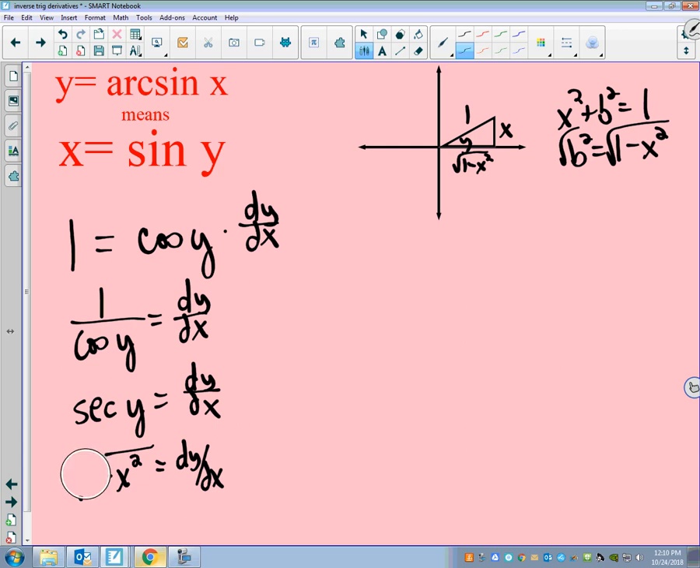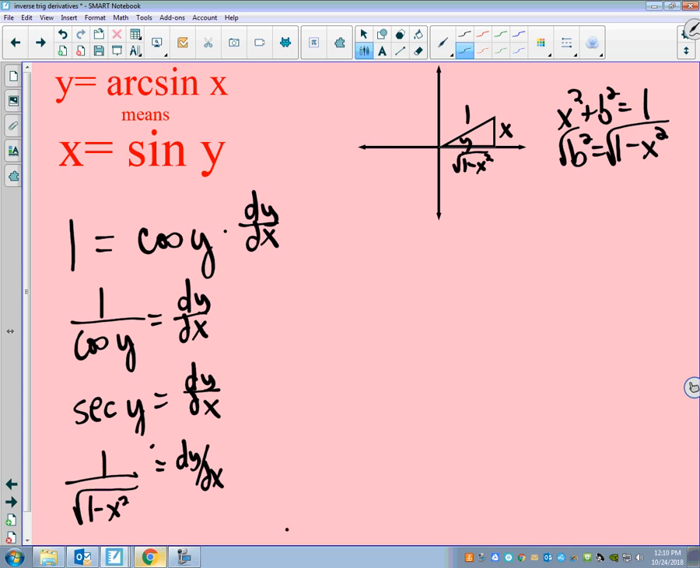I did it backwards. Oh my gosh. Okay, sorry. It would be 1 over the square root of 1 minus x squared, because secant is hypotenuse over adjacent. Sorry, I was doing cosine. So the derivative of arcsine is this.